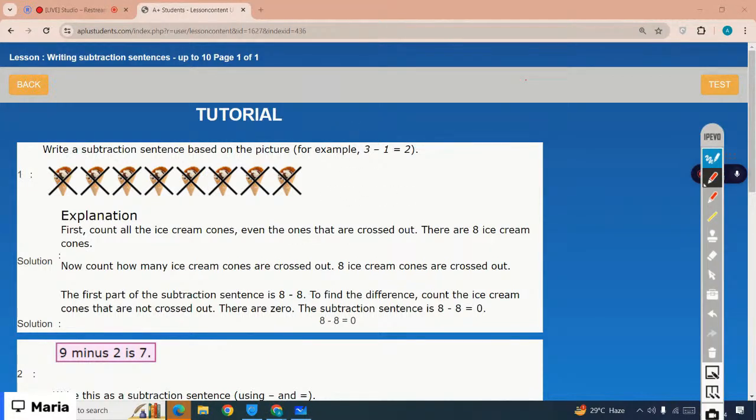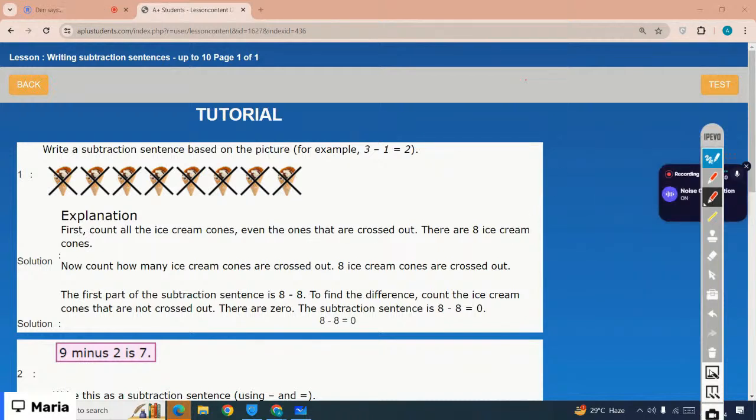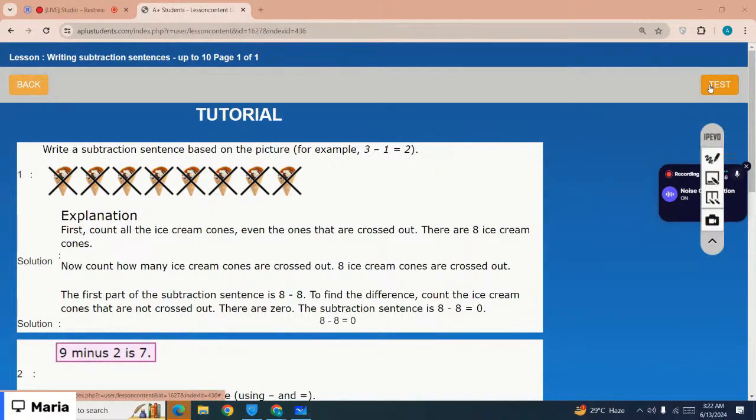Because all of them are crossed, so you are not left with any of them. So that is 8 minus 8 is 0, right? Let's just start with the test questions.